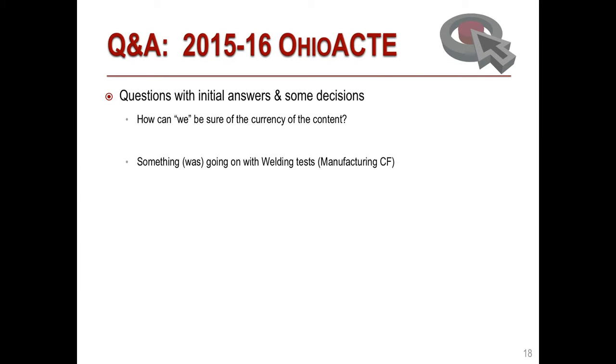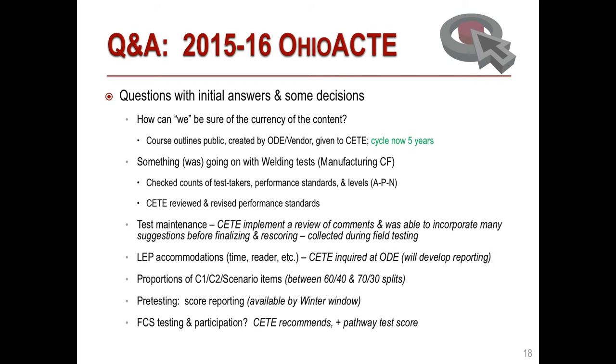In terms of some of the questions we've gotten from 2015 and 16 Ohio ACTE, questions with initial answers and some decisions. How can we be sure of the currency of the content? Well, the course outlines are public. They're created by ODE or another vendor and given to CETE. And as I said before, the cycle time is about 5 years now. Something going on with the welding tests in the manufacturing career field. Seemed like the cutoff scores were too high. We investigated that and looked at making some changes, which we did.